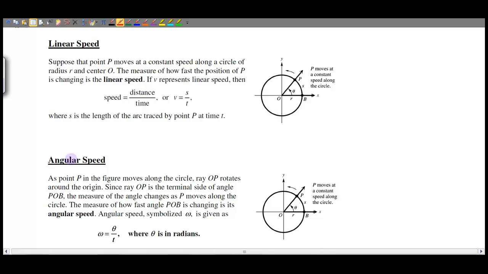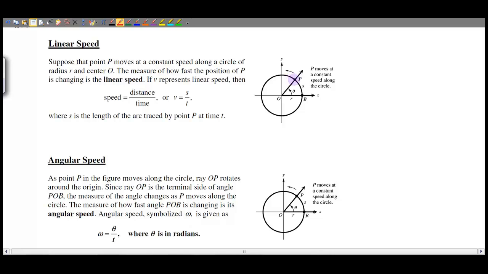Now let's talk about angular speed because they're different. Angular speed is still a rate, still a rate for time. And what we're talking about for angular speed is as P moves around, the angle theta is changing. So as P keeps moving around, this angle theta is changing, and we represent that as theta with respect to time. And it's always listed in radians, just like it was in arc length, area of a sector, that kind of stuff. We need to make sure we're in radians.